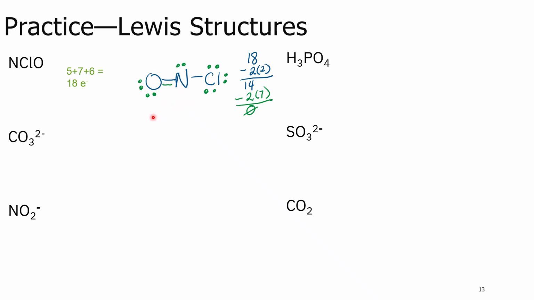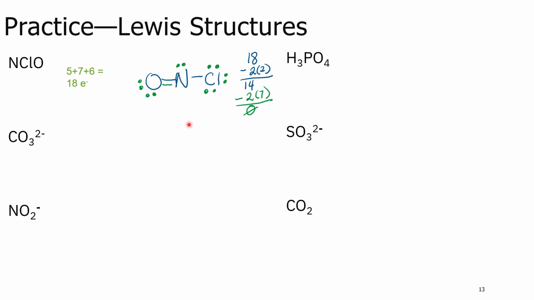The final structure has a double bond between nitrogen and oxygen and a single bond between nitrogen and chlorine. Nitrogen has one lone pair, oxygen has two lone pairs, and chlorine has three lone pairs.